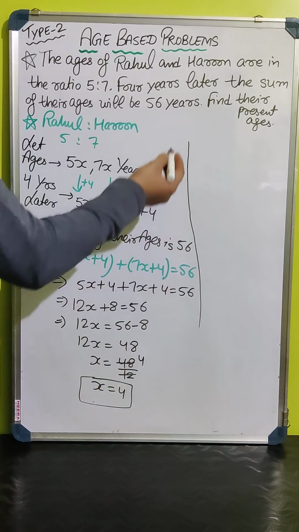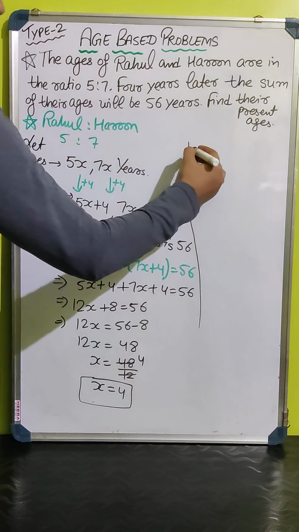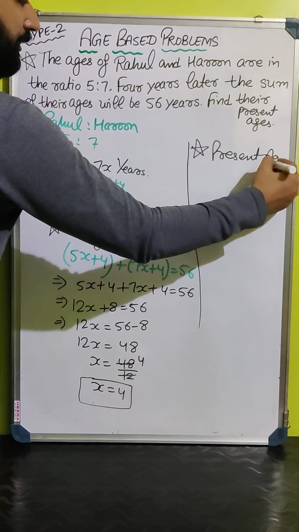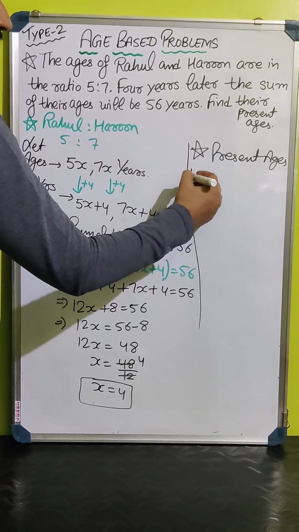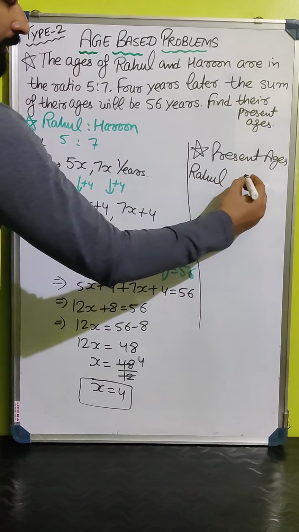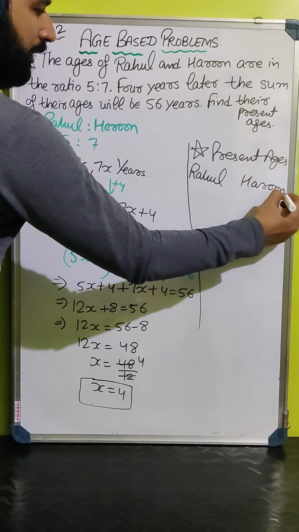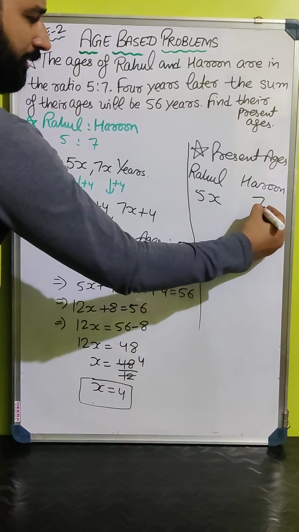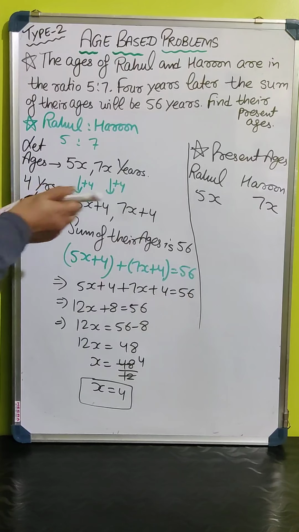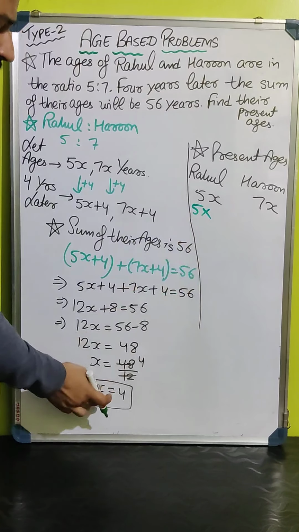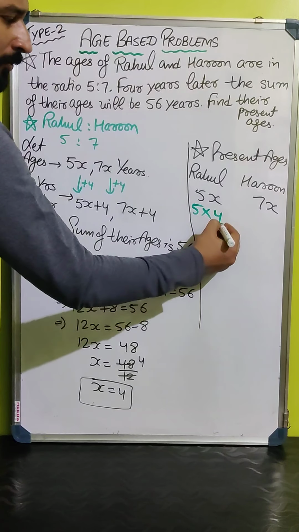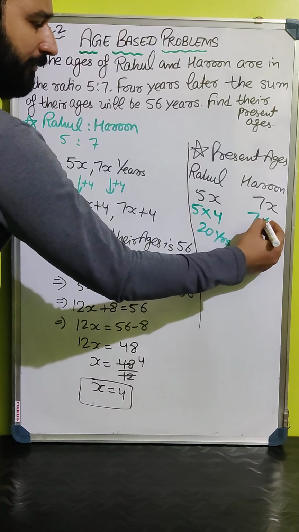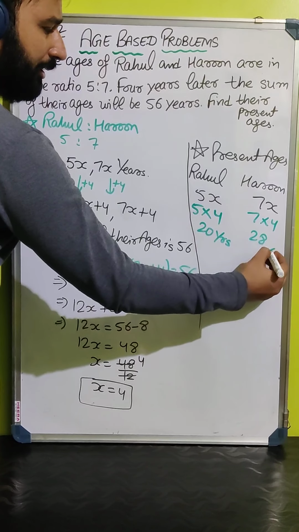They are asking you about their ages. So what will be their ages? Okay, two persons are there. One is Rahul and second is Harun. Rahul's age is 5x and Harun's age is 7x. Simple, so you can easily find out. 5 into, what is the value of x here? That is 4. 5 fours are 20 years. Now it will be 7 into 4. It will be 28 years.